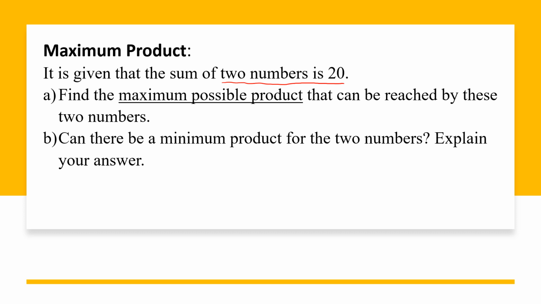So when you multiply those two numbers, you get the product. You're asking what is the maximum possible product that can be reached by these two numbers. And then also, can there be a minimum product? If you know those two numbers are going to add to 20, can there be a minimum? It's a very interesting problem.